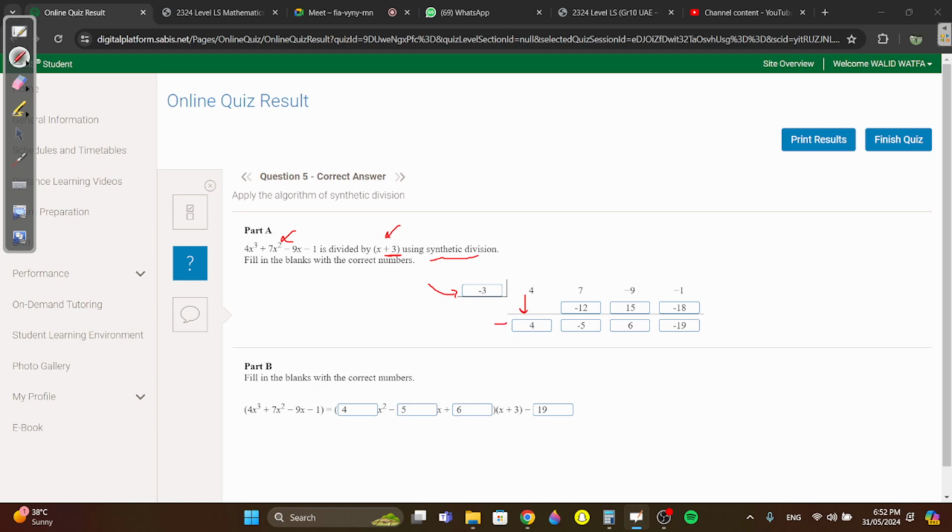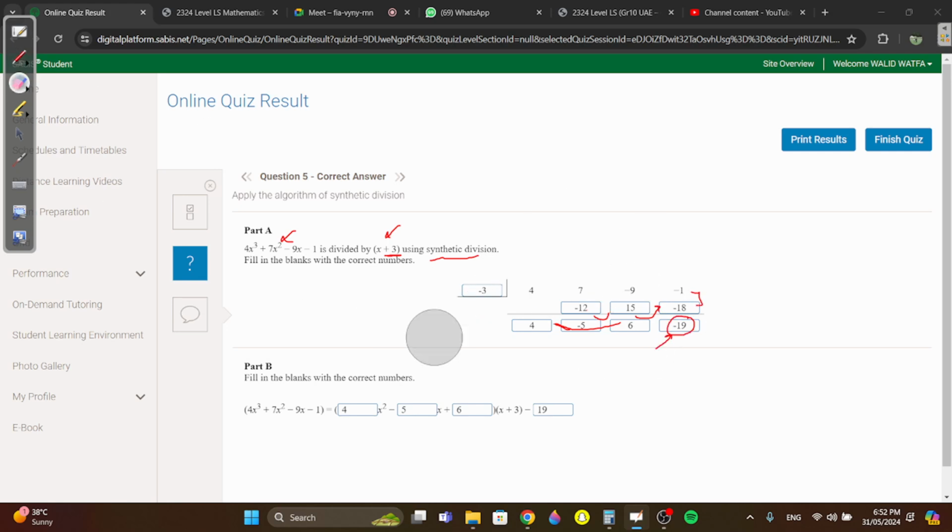Drag the 4 down. 4. Multiply 4 by minus 3. You get minus 12. Combine your terms. Minus 5. Minus 5 times minus 3 is plus 15. Combine your terms. You get 6. 6 times minus 3 is minus 18. Combine your terms. Minus 19. So this is your remainder.